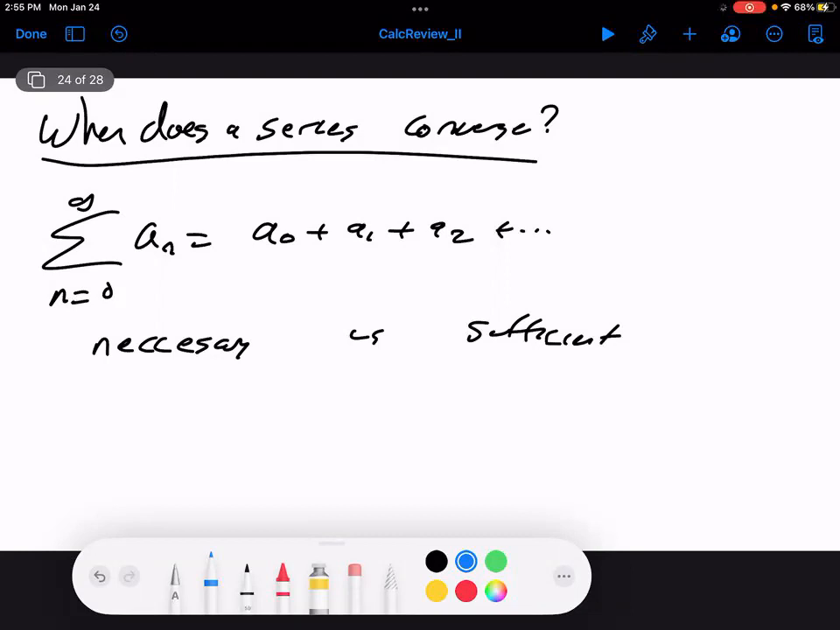You score more points than the other side. By definition, that means you win. So a lot of times there can be conditions that are necessary, but they're not sufficient.